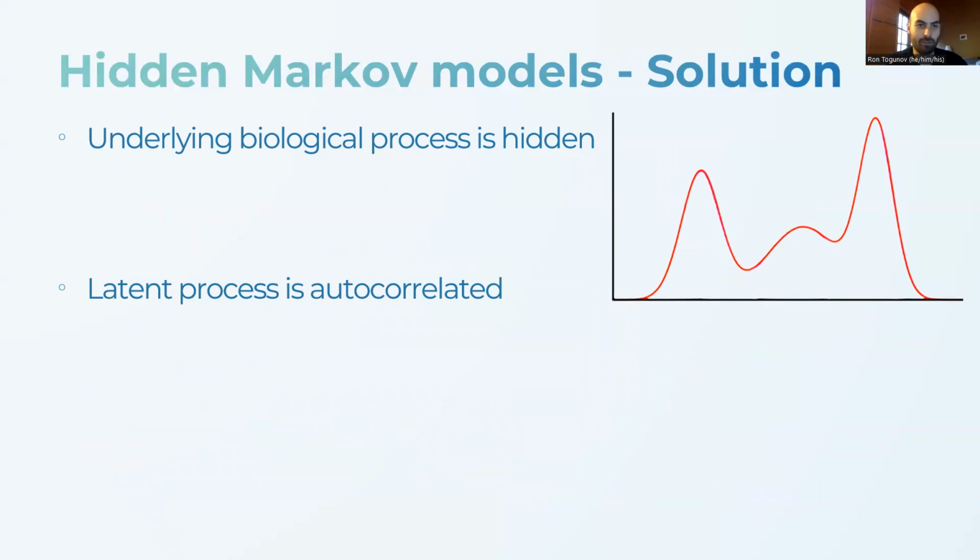Hidden Markov models address these 2 challenges by combining 2 different statistical tools. For the hidden underlying process, we have finite mixture models. In the graph on the right, the red line represents the overall observed data, and the data is emergent from several hidden processes represented by the blue curves.